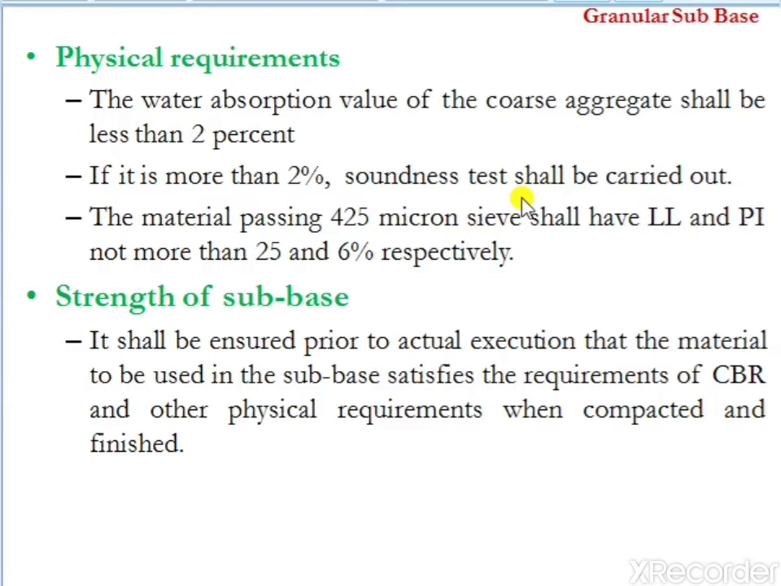If the material qualifies, or passes this test, then we can use the material in the construction of the sub base. The material passing the 425 micron sieve shall have LL and PI not more than 25 and 6% respectively. So the material which passes through the 425 micron sieve should have the liquid limit and plasticity index not more than 25% and 6% respectively.